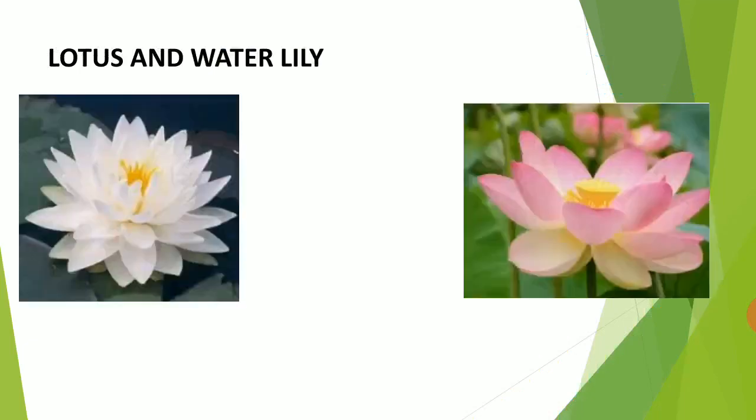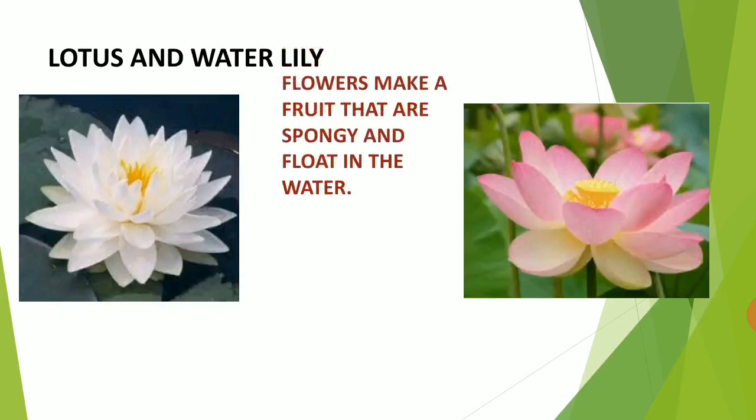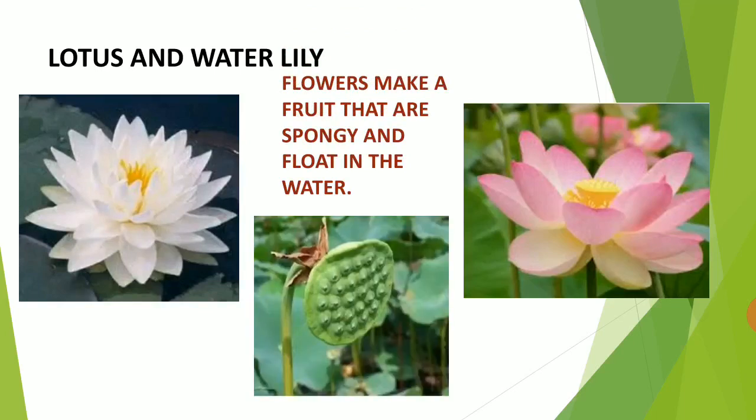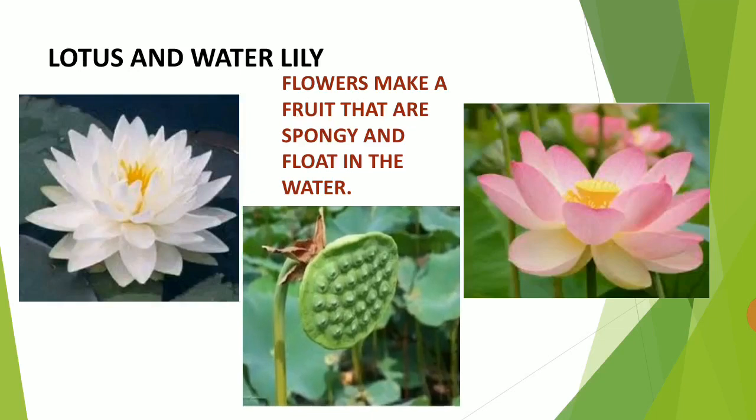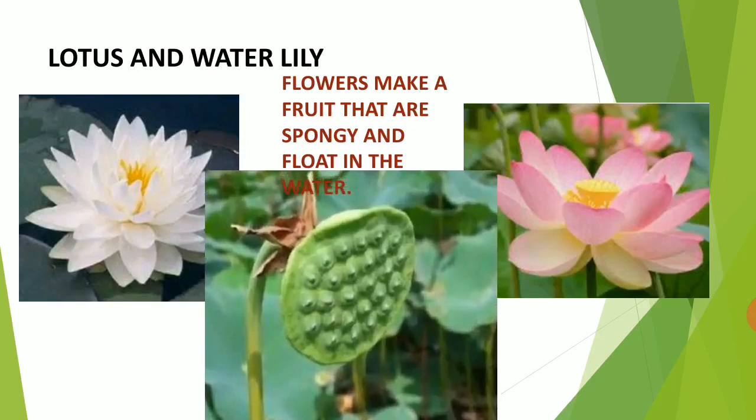The second example is of lotus and water lily. Both these flowers are water plants, and these flowers make a fruit that is spongy and floats in water. This is the fruit in which you can see small seeds, and these seeds fall in the water and are very easily carried by the water.